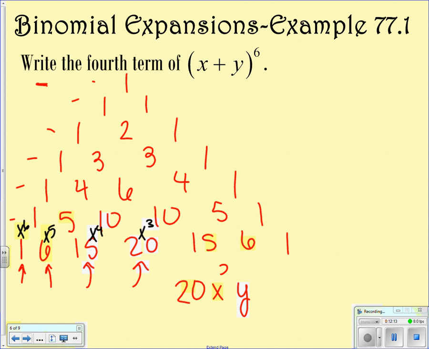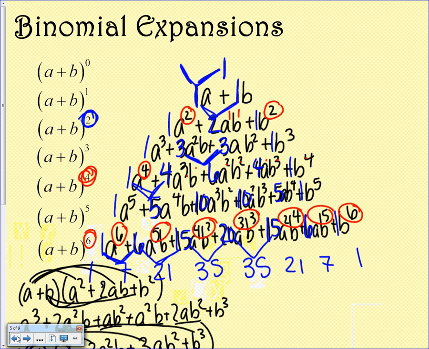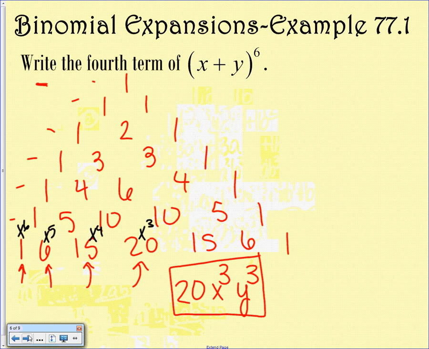So we have x to the 3rd, and then our y, well, what is going to add up to 6 if we have a 3 here? That one's going to also have to be a 3. And so the 4th term would be 20x to the 3rd y cubed. And that would be your answer there. And if you go back over here to Pascal's triangle, our 4th term was 20a cubed b cubed. We just have x and y instead of a and b.